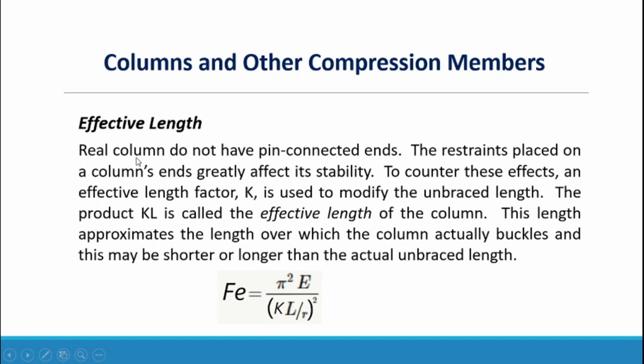And for the effective length, real columns do not have pin connected ends. The restraints placed on a column's ends greatly affect its stability. To counter these effects, an effective length factor K is used to modify the unbraced length. The product KL is called the effective length of the column. This length approximates the length over which the column actually buckles, and this may be shorter or longer than the actual unbraced length. Fe equals pi squared E over (KL over r) squared, where K is the effective length factor.